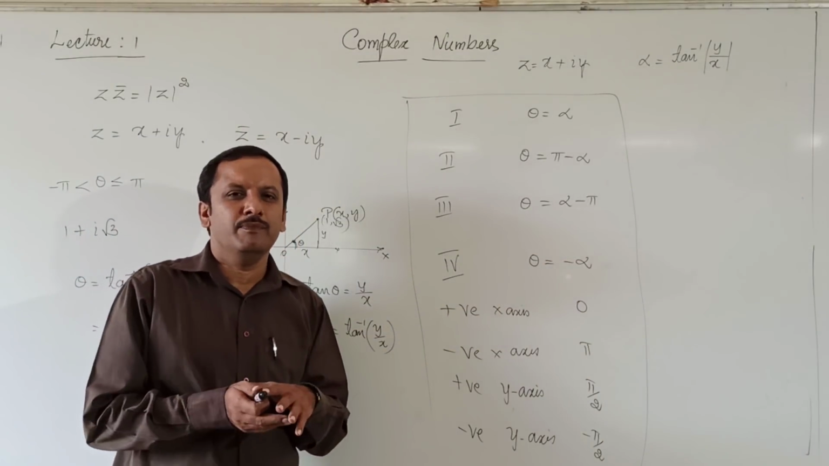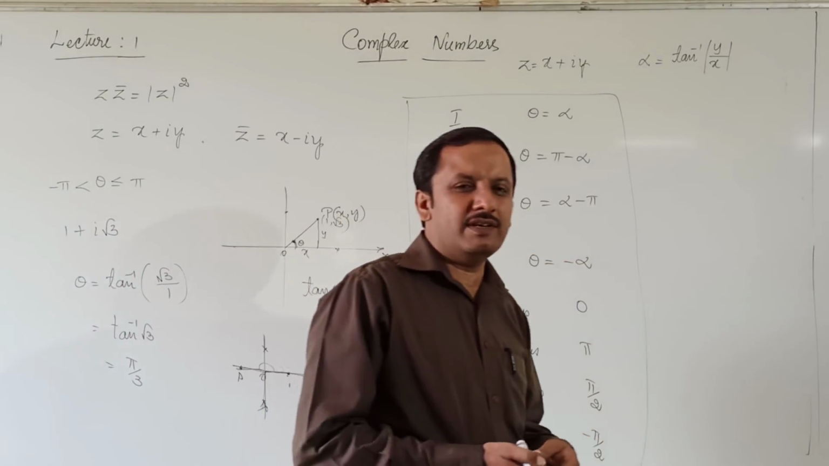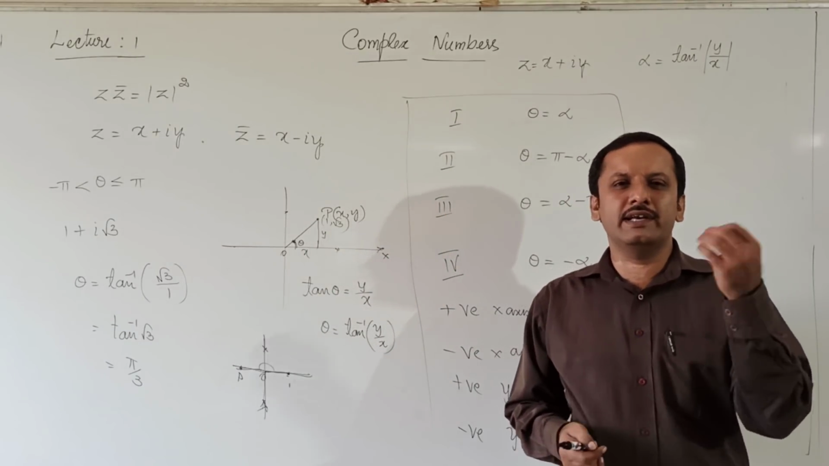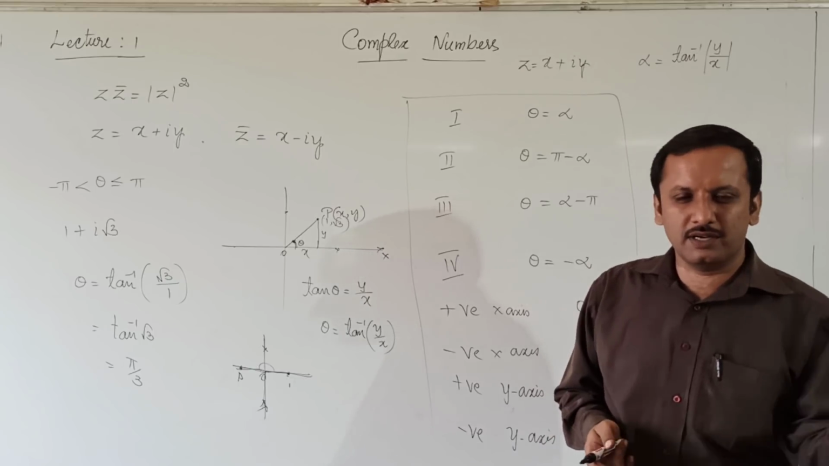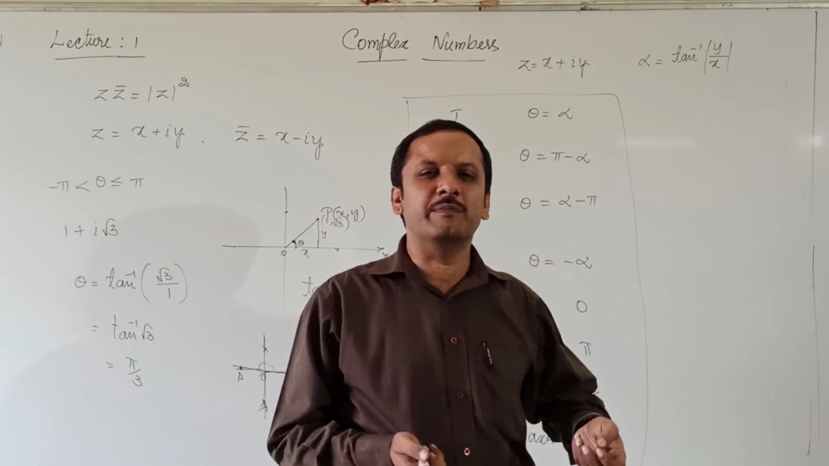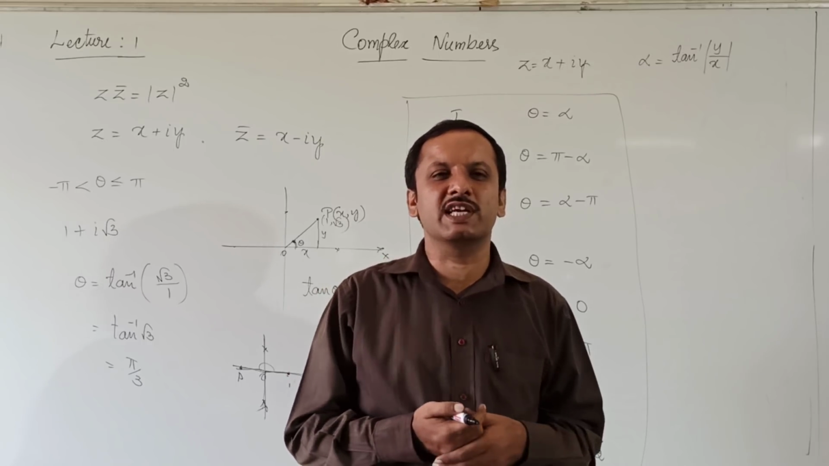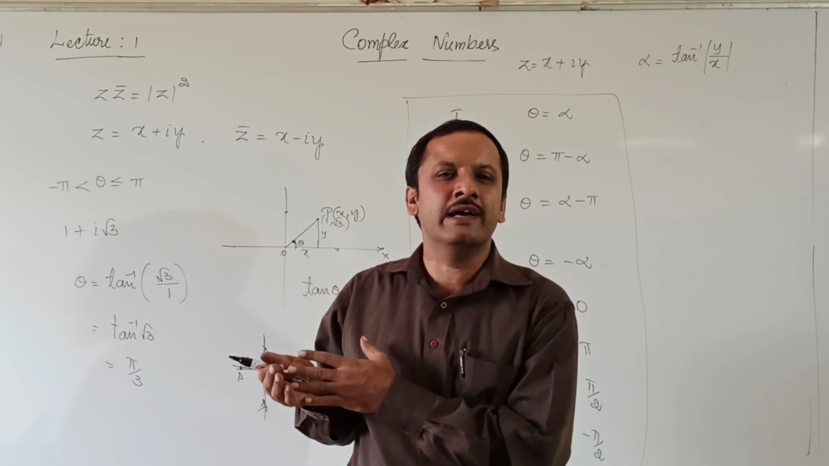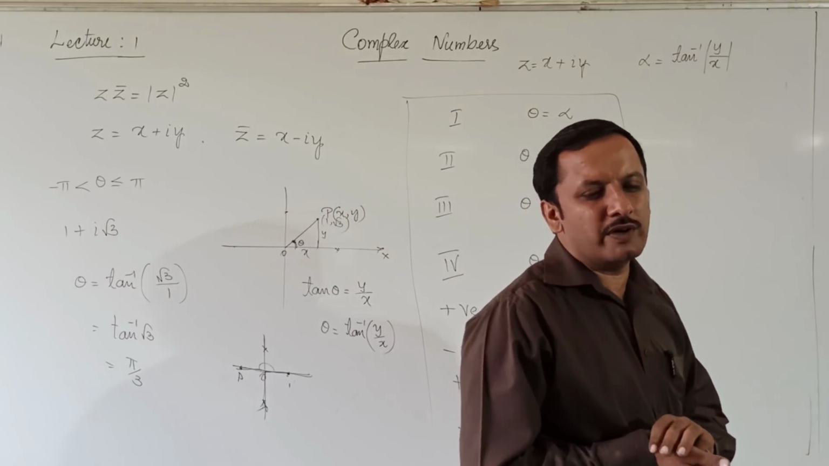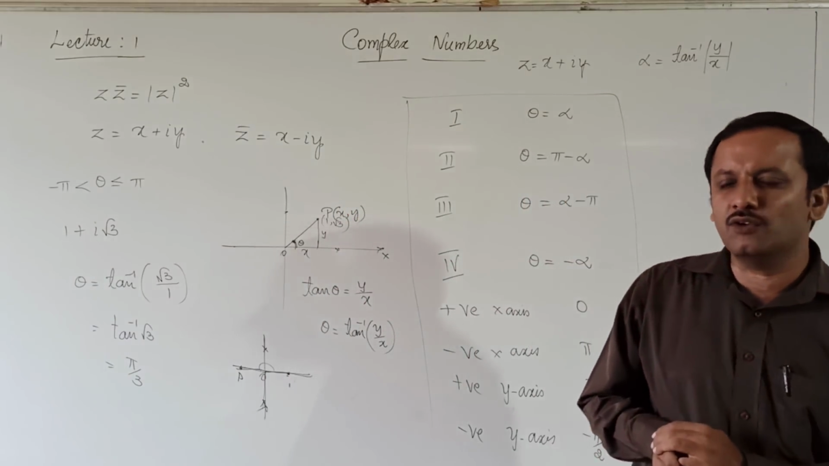Okay, I'll repeat again. Whatever the complex number is given, you treat that as x plus iy. Identify where it lies, in which quadrant it lies. I don't think I need to explain that also. Depending on x and y, if both are positive, it lies in the first quadrant. If x is negative, y is positive, it lies in the second quadrant. If both are negative, it lies in the third quadrant. If x is positive and y is negative, it lies in the fourth quadrant.